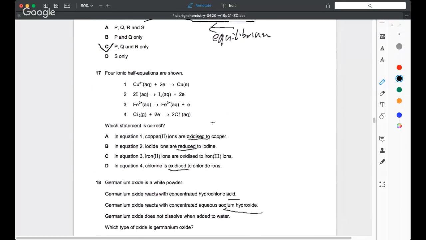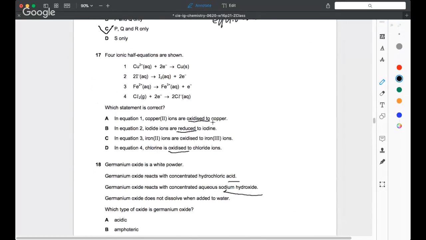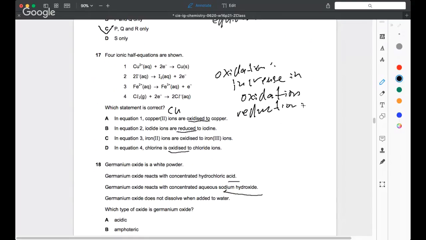Okay, so next question. So statement 1 is wrong because, well, oxidation is an increase in oxidation number, and reduction is a decrease in oxidation number. So copper 2 plus ion from copper is an increase in oxidation number. Oxidation is an increase in oxidation number, and reduction is a decrease. So copper 2 plus to copper is a decrease in oxidation number. So that's a reduction.